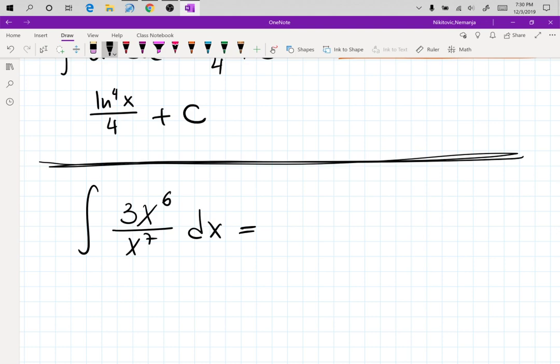What should we do here? Cancel it out. Exactly. Yeah, just cancel x to the 6 and x to the 7. The answer is just 3 ln absolute value of x plus c. So just cancel it out. Don't lose sight of the easy stuff. Can you do this by u-sub? Yeah. But there's no reason for a sledgehammer if it's just a push pin.